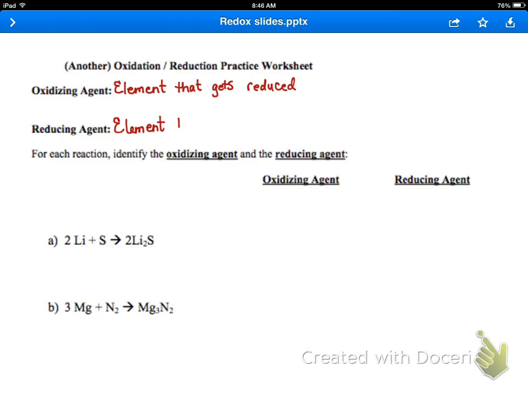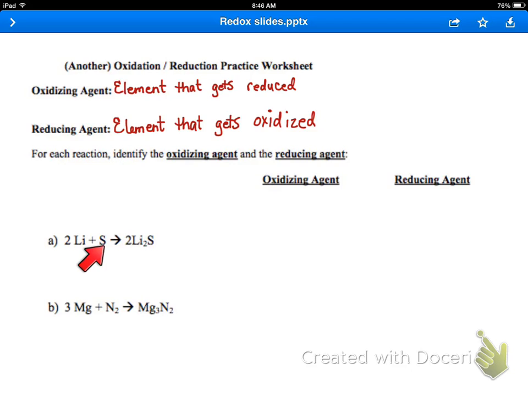So another way to think about oxidation and reduction is what does the oxidizing and what does the reducing. And the easy way to remember that is the oxidizing agent is the element that gets reduced, because as it gets reduced, it has to oxidize something else. And likewise, the reducing agent is the element that gets oxidized. So here again, we're going to look at these reactions. These reactions are really simple. The formulas are all a little bit less complicated.